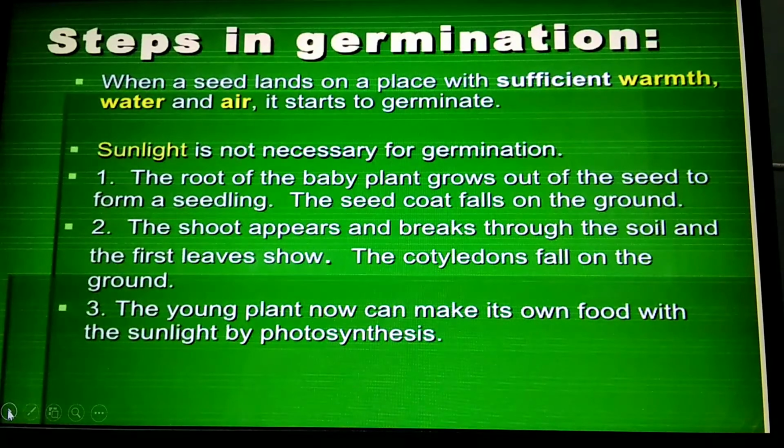Now, what are the steps involved in germination? When a seed lands on a place with sufficient warmth, water and air, it starts to germinate. Sunlight is not necessary for germination. The root of the baby plant grows out of the seed to form a seedling. The seed coat falls on the ground. The shoot appears and breaks through the soil, and the first leaves show. The cotyledons fall on the ground. The young plant can now make its own food with sunlight by photosynthesis.